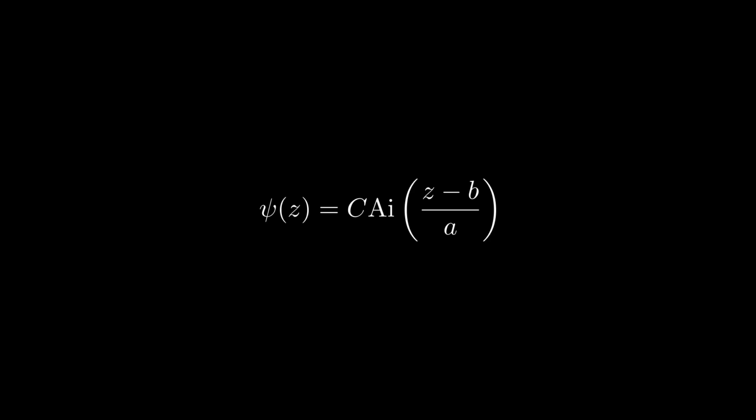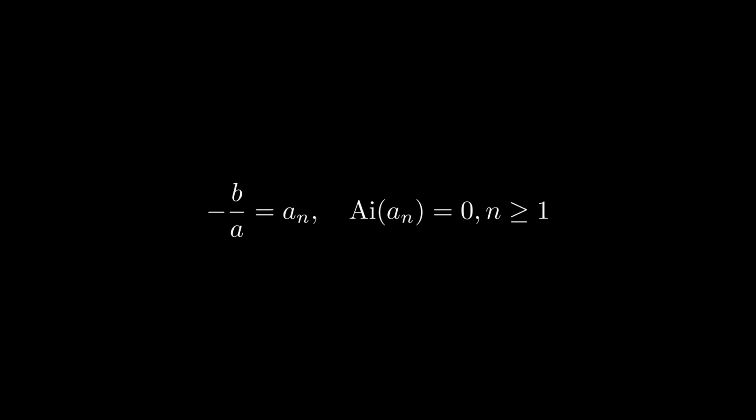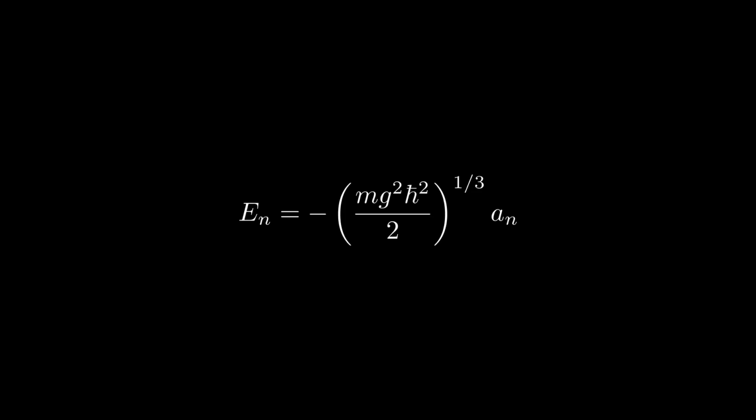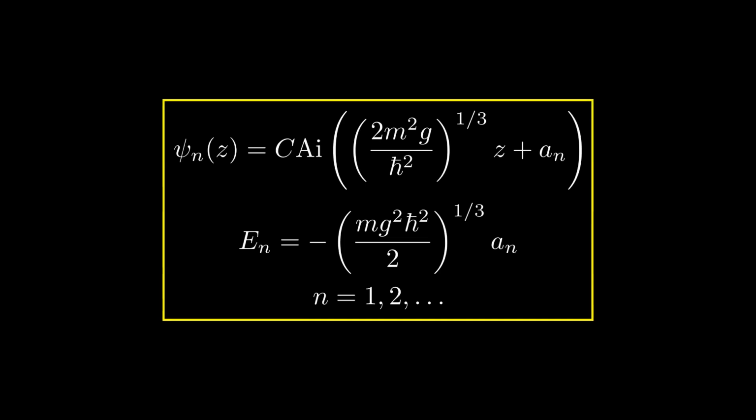Nevertheless, there's a problem here. I've defined the bound state in terms of the energy E, but I've never actually stated what the allowed energies are. Well, the selection rules for the energy are simply determined by the one boundary condition we actually have, which is that psi of 0 equals 0. Denoting a sub n for n equals 1, 2, etc. as the nth zero of the Airy function, we can compute the allowed energies as follows. Consequently, we have the following eigenstates and their corresponding energy levels.